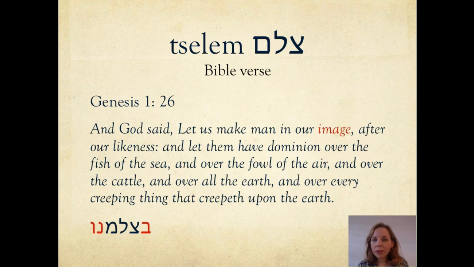The word Tselem, we see that there are two words used here to say that we're created to take after God: image and likeness. Today we will be studying Tselem, which is translated as image. If you already know a bit about Hebrew, in the left corner I put some grammar. You can see the bet. The word here starts with bet, which means in, and ends with nun vav, which means our, in our image.